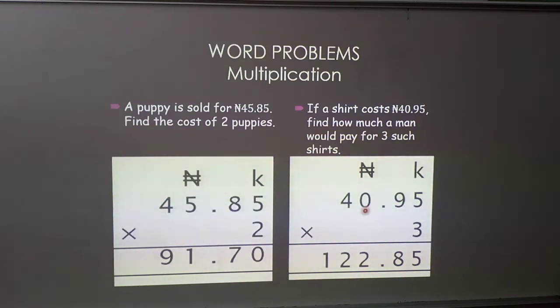3 times 0 is 0. 0 plus 2 is 2. Okay, 3 times 4 is 12. You write down 2 and carry 1. And then that 1, we are not multiplying it with anything, so we just bring it down. Our answer is 122 under the Naira symbol and 85 under the Kobo symbol. So the answer is 122 Naira and 85 Kobo.